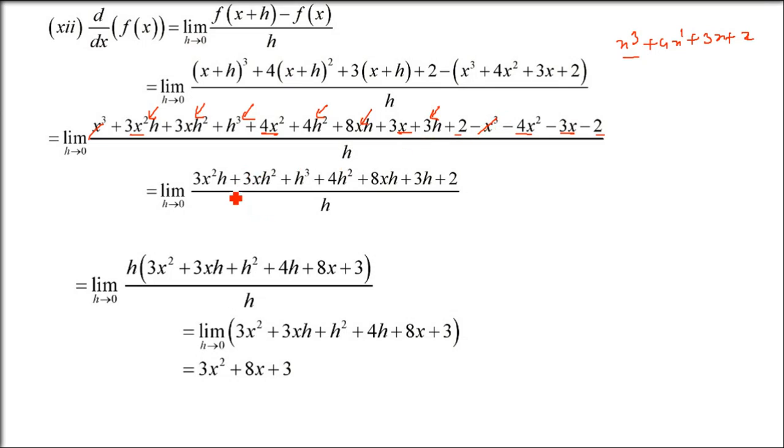Now what do you do here? 3x square h plus h cube plus 4h square plus 8xh plus 3h, and this is not there, so we take h common from here. So when you take h common, h is already in the denominator, h gets cancelled. So what do you get? This term, and now put h as 0. This 0, this 0, this 0, 3x square plus 8x plus 3 will come. Only 3x square plus 8x plus 3 is going to come.